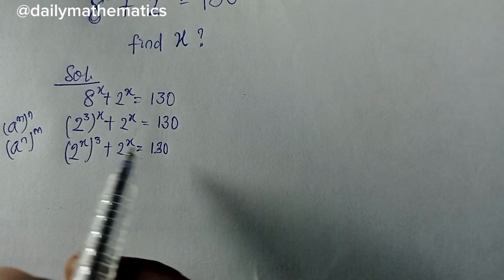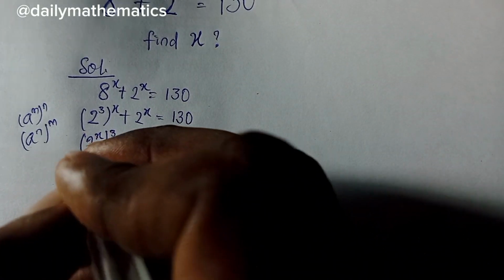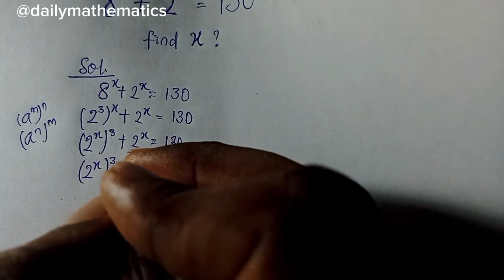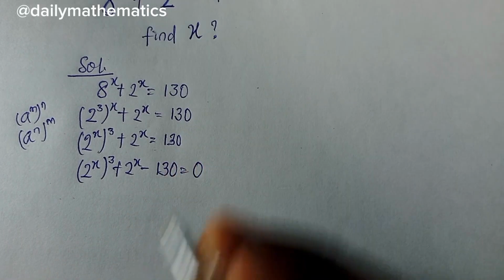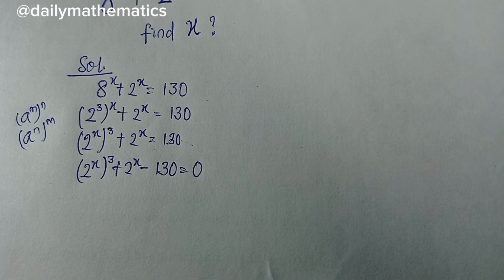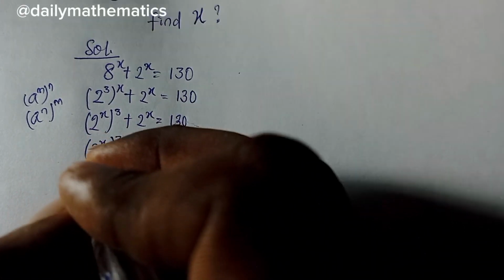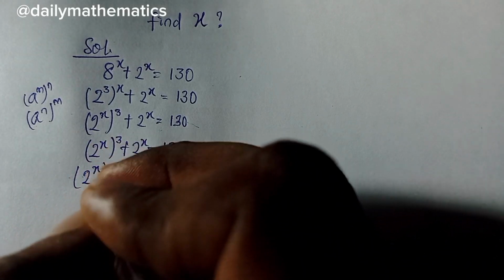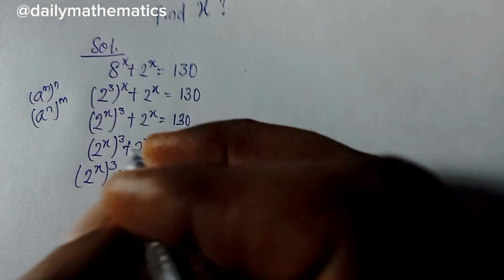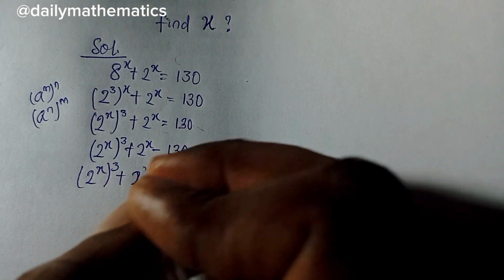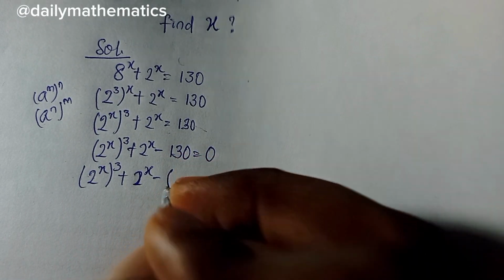And so from here we can bring this 130 over to the left hand side of the equation. We have 2 raised to the power of x raised to the power of 3 plus 2 raised to the power of x, then minus 130, equals 0. We bring this over here, it remains nothing, that's why it's equals 0. So from here, what do we have? 2 raised to the power of x raised to the power of 3, plus 2 raised to the power of x, then minus 130, which can now be split.